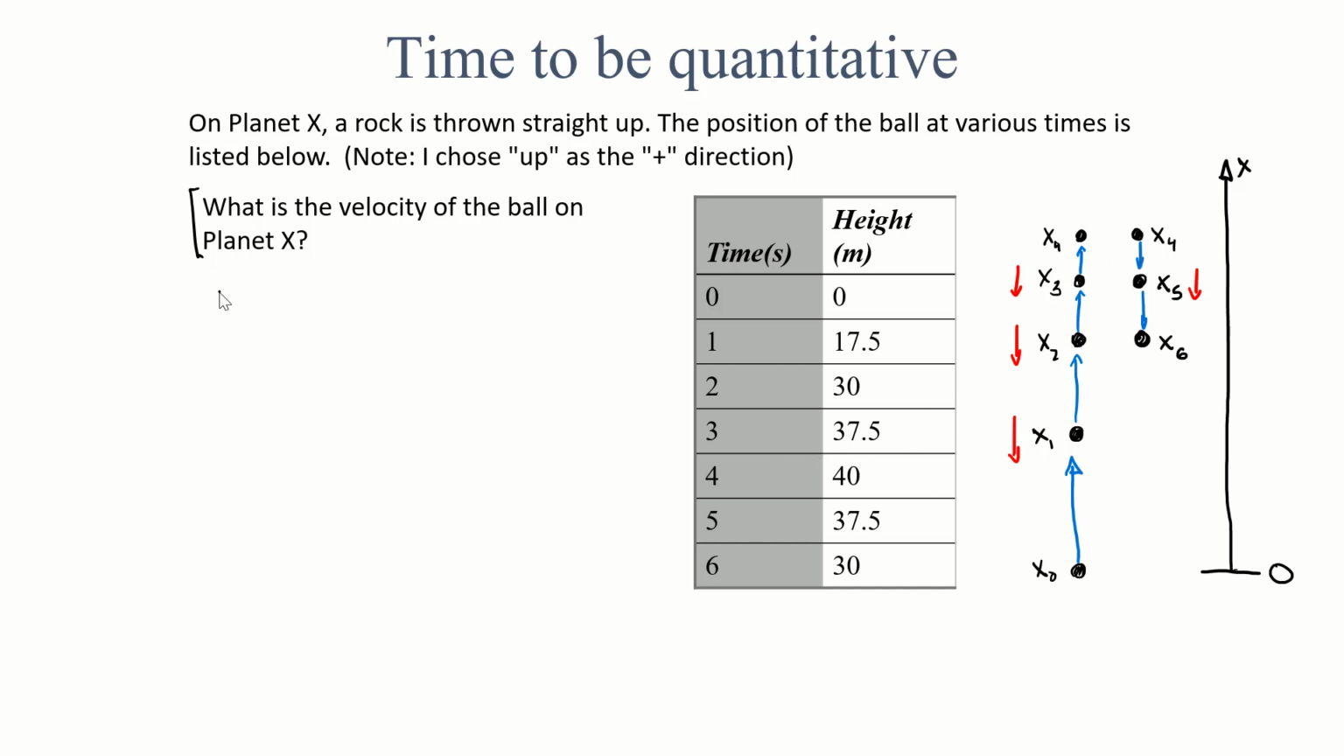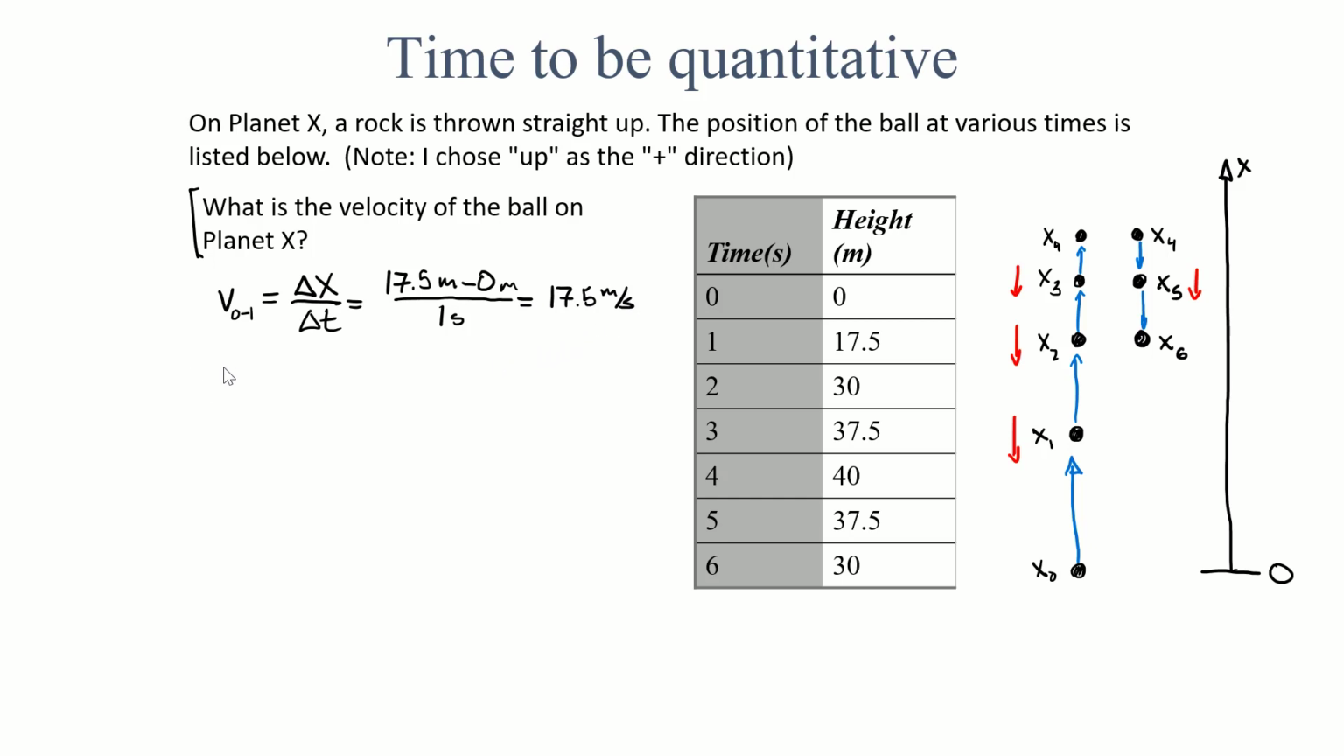Well, we could calculate the velocity from 0 to 1 second, and we'd calculate that as just our change in position over change in time. And that would give us 17.5 meters minus 0 meters, all divided by that 1 second time change. And we get 17.5 meters per second.